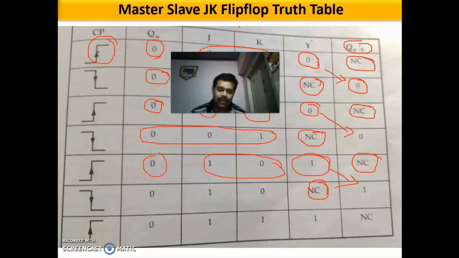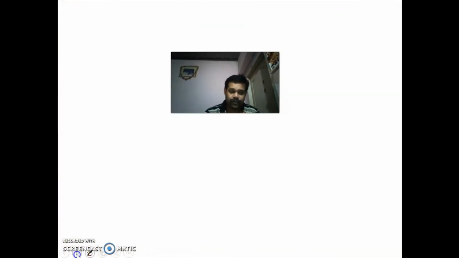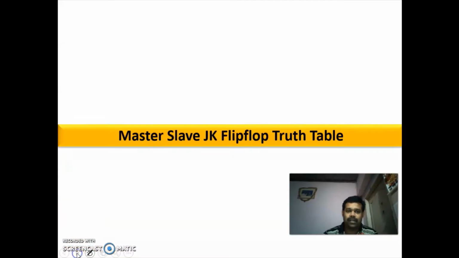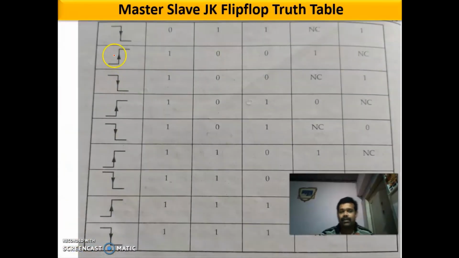Next, during the next positive edge, you are taking Q as 0, J as 1 and K as 1. If your present state is 0, then it will be 1 when J and K are 1. During the next negative edge, whatever you had in the output of the master in the previous clock pulse is copied by the slave.